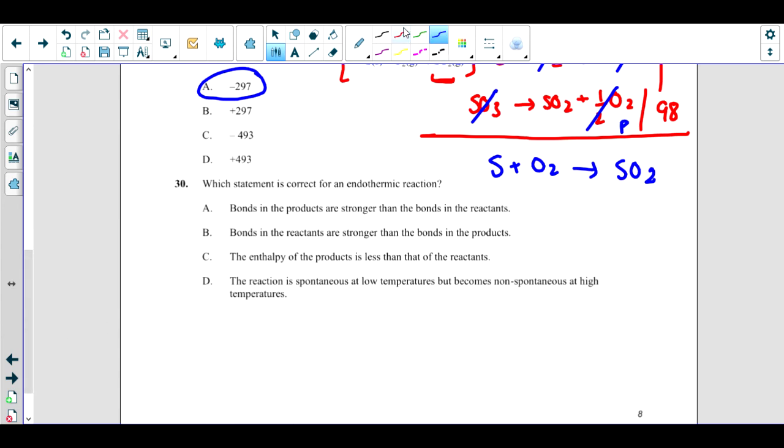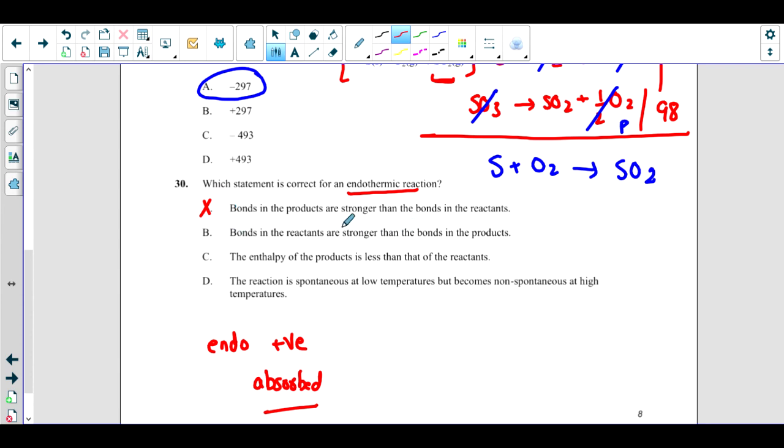Okay, next question. Which statement is correct for an endothermic reaction? Okay, we have an endothermic reaction. We just discussed endo, delta H is positive and energy is absorbed. So now let's see the statements. Bonds in the products are stronger than the bonds in the reactants. No, not true. Why? Because they have more energy, they are absorbing heat, so they become less stable.